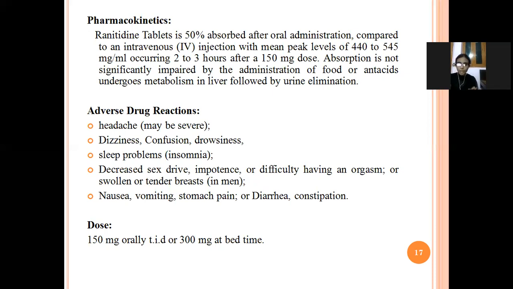Adverse drug reactions are headache, dizziness, confusion, feeling of drowsiness, insomnia, and also vomiting, nausea, stomach pain, diarrhea, and constipation, and decreased sex drive, impotence, difficulty having orgasms, or swollen or tender breasts in men. Next dose, 150 mg orally or 300 mg at bedtime. Means we can take the drug from 150 to 300 mg at bedtime.